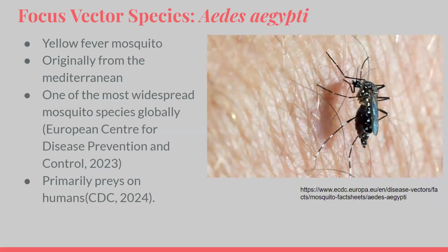So the first focus species of the mosquitoes we're going to look at is the Aedes aegypti mosquito. This is also known as the yellow fever mosquito, and it was originally from the Mediterranean. Today, it's not really found in that part of the world anymore, possibly due to climate change, but it's not exactly clear why it's not as prominent there compared to the rest of the world. It is one of the most widespread mosquito species globally, and it primarily preys on humans. Though other animals have been preyed upon, most commonly it feeds on humans.